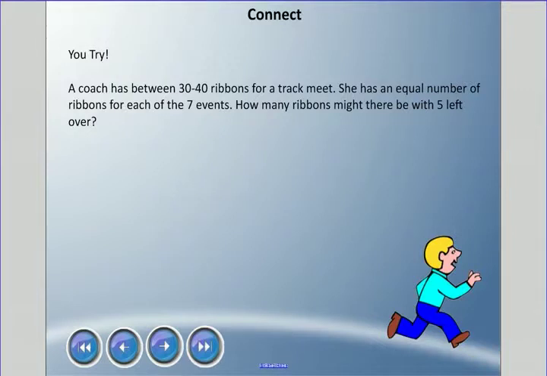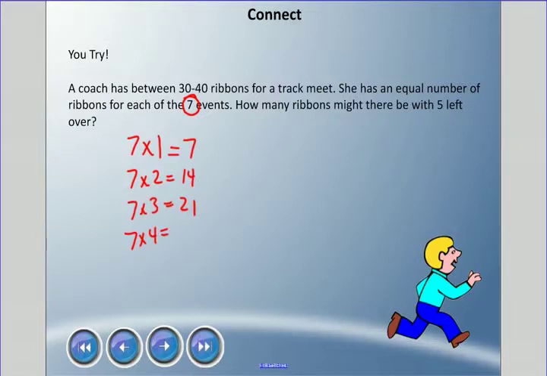Now, for this one, we're going to have to use that guess and check method. So the number of ribbons is between 30 and 40. And we're going to have to use this 7 for our information. So we're going to find the multiples of 7 and see which ones go between 30 and 40. Well, 7 times 1 is 7. That's not between 30 and 40. 7 times 2 is 14. Nope. 7 times 3, 21. We're getting closer. 7 times 4 is 28. That's not between 30 and 40, but it's very close.